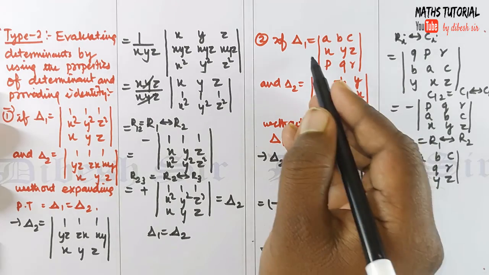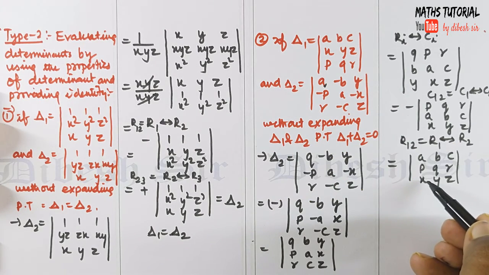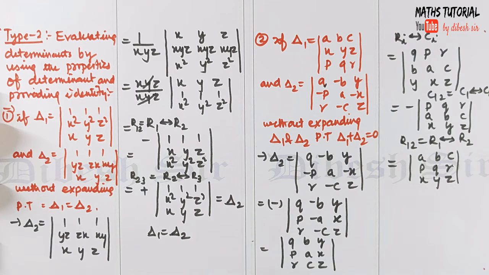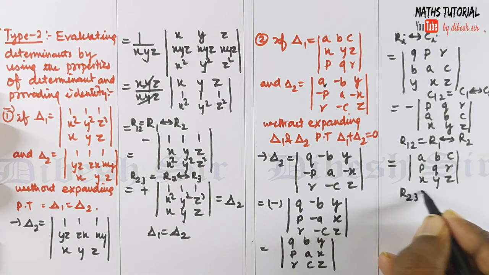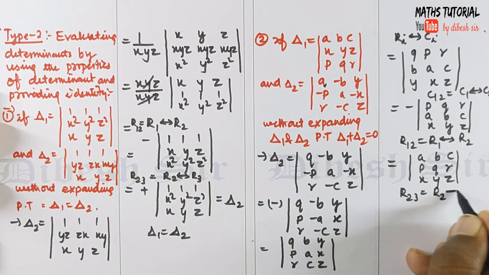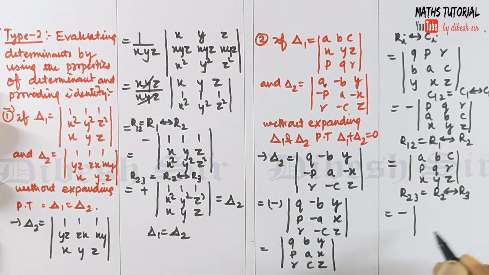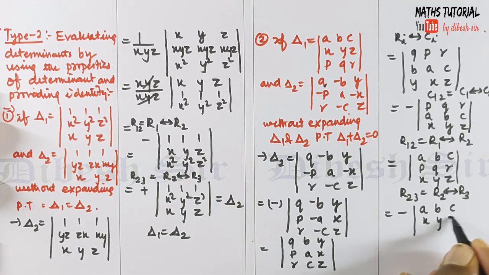Again this is not equal to delta 1, so we have to interchange the second row with the third row, applying R23, R2 changes to R3. So we have to take minus as common. It becomes a b c, x y z, and p q r, which is equal to minus delta 1.